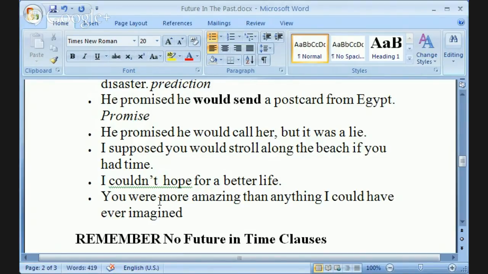You were, okay, past tense. You were more amazing, compared to, relative clause, than anything I could have ever imagined. Maybe conditional. You were more amazing. Oh, this is another interesting construction. Similar, actually, you're right. You were more amazing, clearly, in the past, that you were more amazing than anything I could have ever imagined.